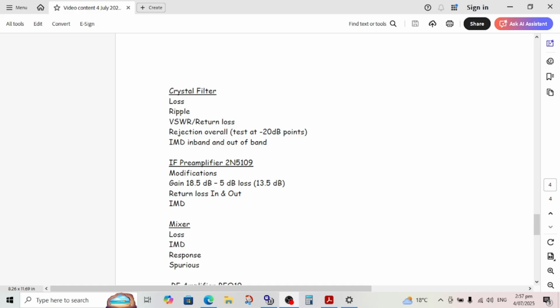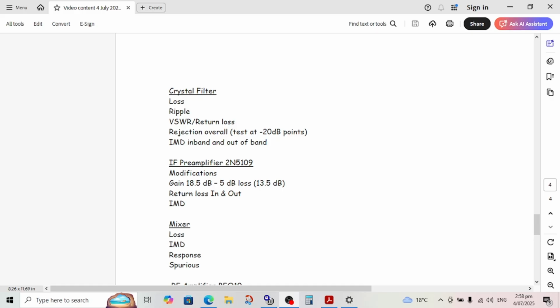The IF preamplifier. I have one using a 2N5109 with a PCB which is available on eBay, but I've modified this so it can be used in both directions. I'll check the gain, the return loss, and also the intermodulation. The mixer, I will perform loss, intermodulation, response, and spurious tests.